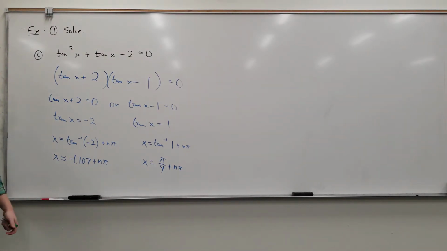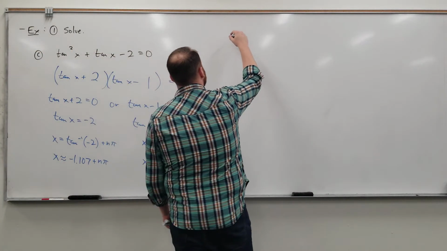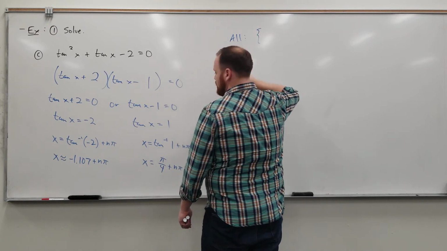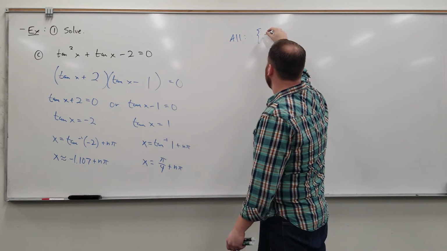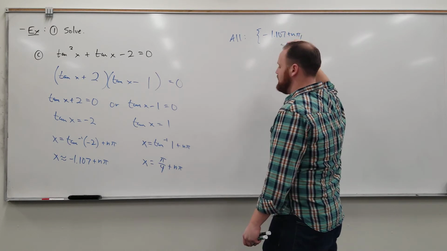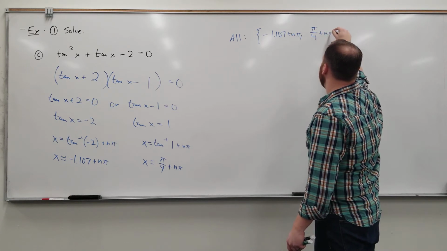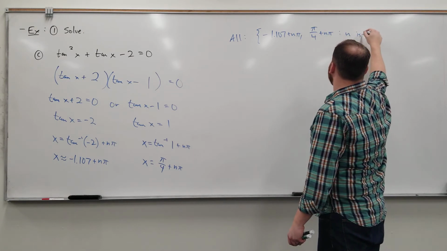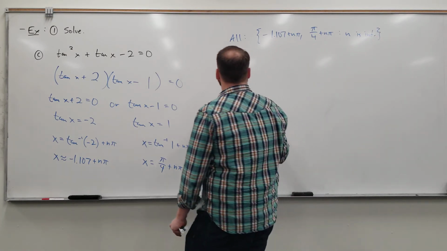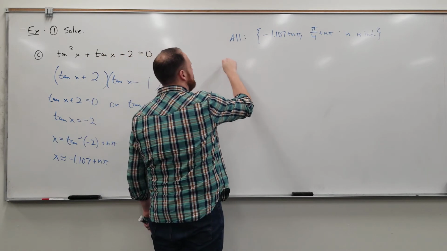That's it. So that's our solution set, right? All of our solutions would be numbers of the form negative 1.107 plus n pi, and numbers of the form pi over 4 plus n pi, where n is an integer.